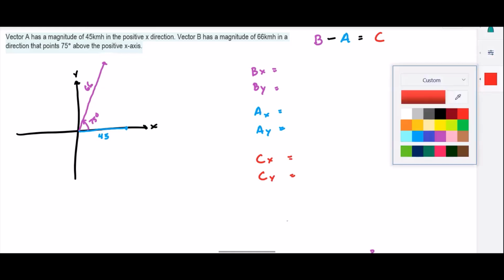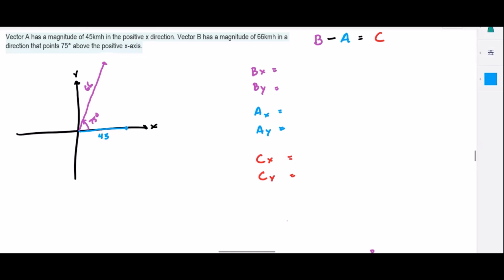Now, let's see graphically what C would look like. Subtracting is the same as adding the opposite, right? So like 5 minus 2 is the same as 5 plus negative 2. So B minus A would be the same as B plus negative A. So let's add a negative A. A negative A would be pointing in the exact opposite direction. It would be the same length. This would still be 45, which would be in the opposite direction.